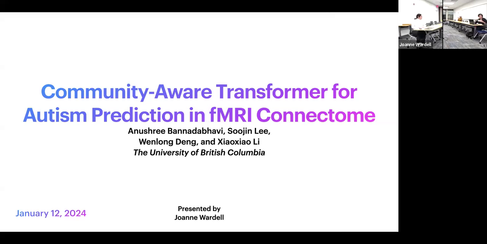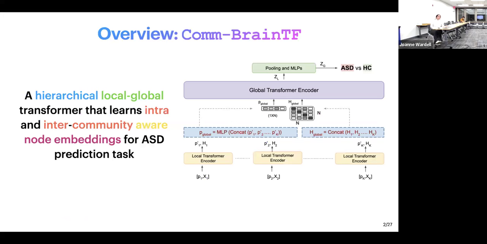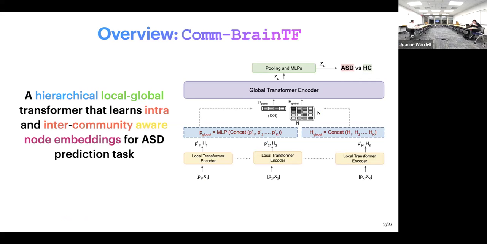Okay, guys, so today I am presenting this paper. It's called Community Aware Transformer for Autism Prediction in fMRI Connectome. It's written by this team from the University of British Columbia. I think the paper is pretty recent. I think it either came out this year or maybe last year.